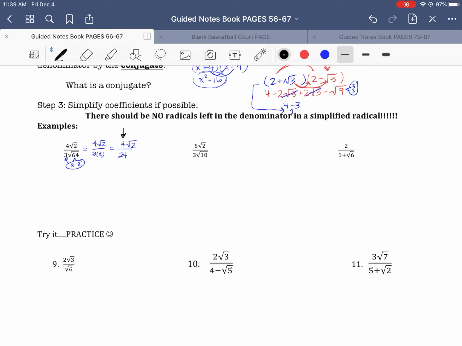And with the 24, you can't simplify with the 2 because it's inside of a radical. But we can simplify the coefficients here, 4 and 24. If 4 comes out of both of those, it goes into 4 once and goes into 24 six times. So this is really 1 square root of 2 over 6. Okay, and we would finish right there.